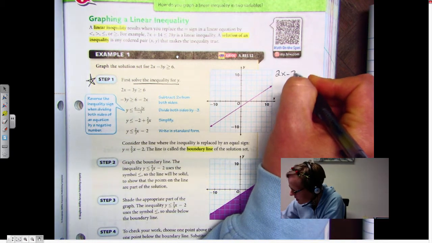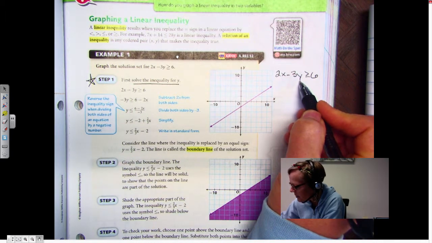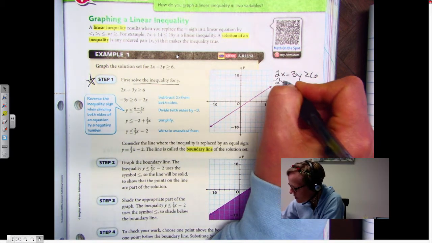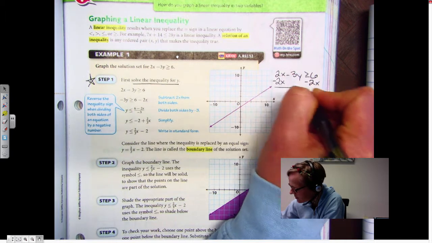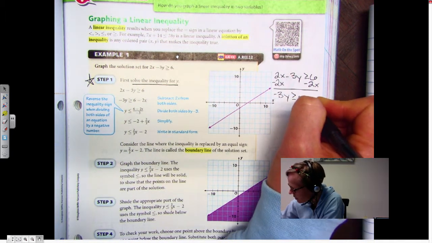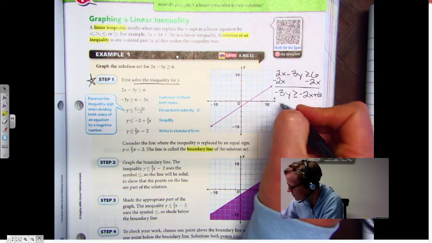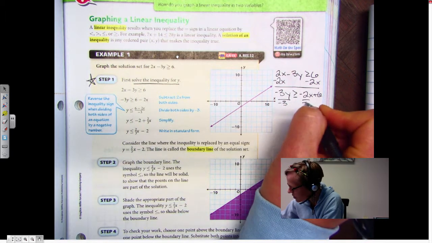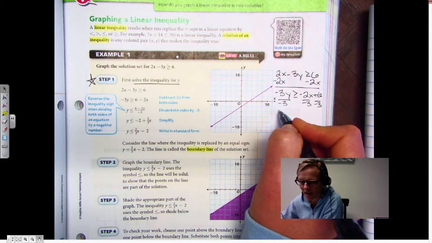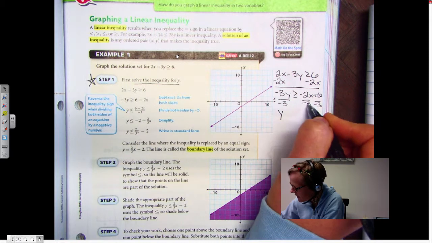So 2x minus 3y is greater than or equal to 6. I want to isolate that y. It's in this term, so I'm going to do the reverse order of operations and move my 2x. So I get left with negative 3y is greater than or equal to negative 2x plus 6. And I continue, divide all terms by negative 3. So I am left with y, and over here, negative divided by negative is a positive.